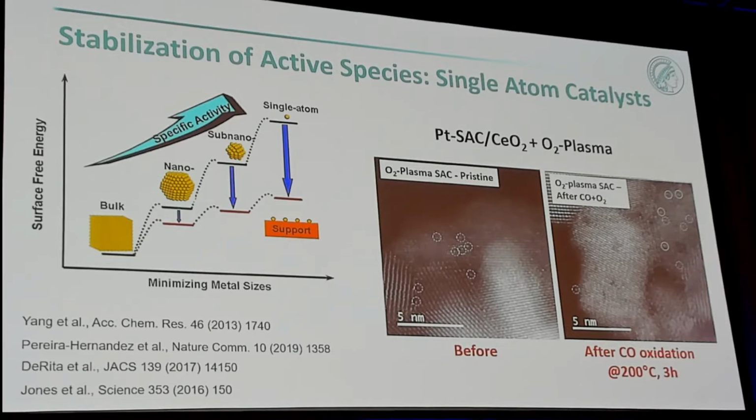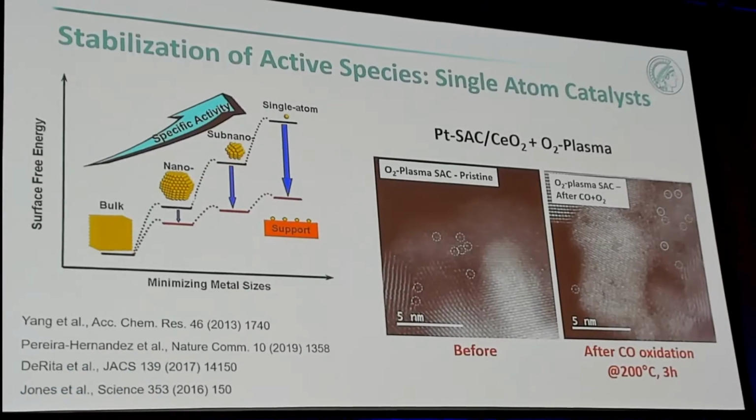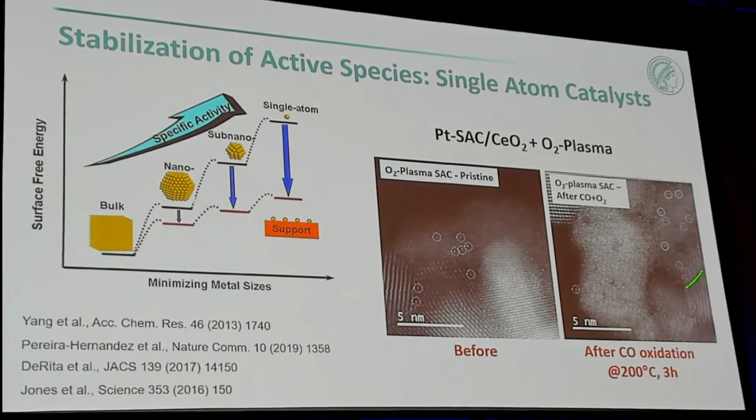And we had some effort also synthesizing the single atom catalyst. And what we brought as new was some approaches to stabilize them. For example, using plasma materials to create peroxide species on the surface and to create defects. So these are platinum single atoms on ceria, and you see here the pristine sample.